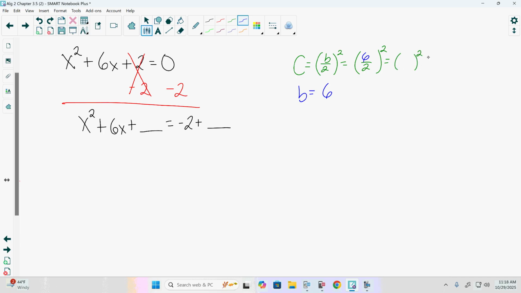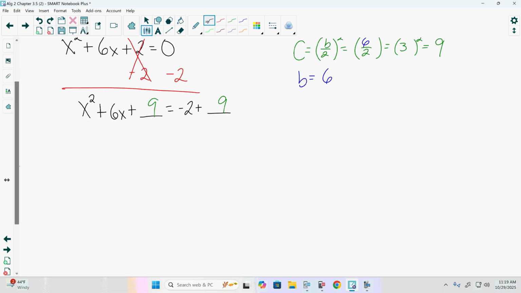So we can plug it into our (b over 2) squared, giving us 6 divided by 2, squared. And 6 divided by 2 is 3. And then we can square it, giving us 9. So 6 divided by 2 is indeed 3. 3 squared is 9. And we'll take that value of 9 and add it to both sides.